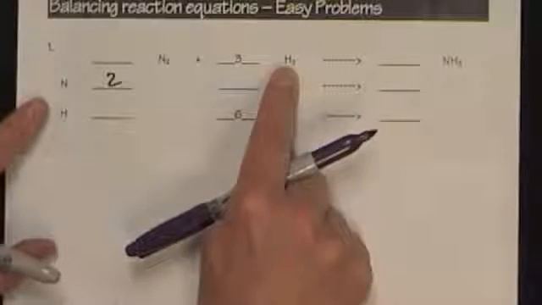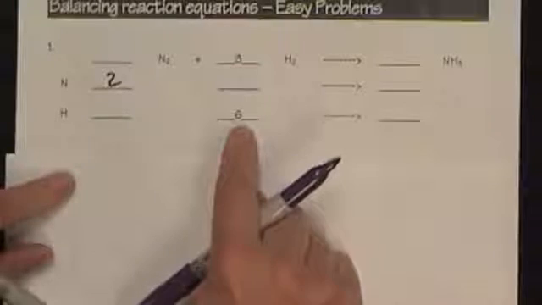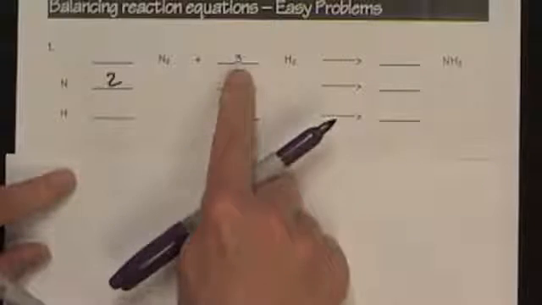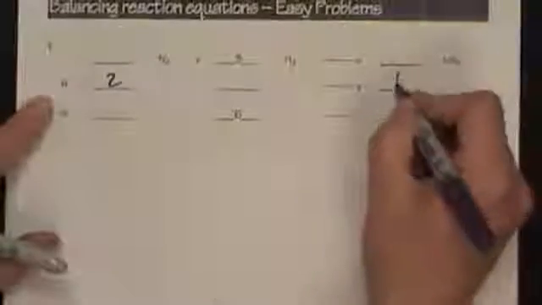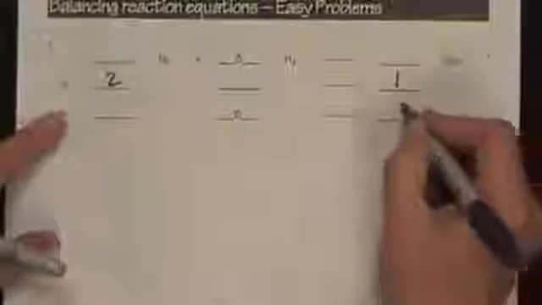This first one, I'm just going to start by listing the elements and counting them. So here I've got nitrogen, there are 2 of them. Over here I already listed the hydrogens, and I put a coefficient of 3 here. That's why there's 6, because 3 times 2 makes 6. Over here the nitrogen, there's 1, and then hydrogen is 3. So now what you've got to do is find out what's supposed to go in these coefficient spots.